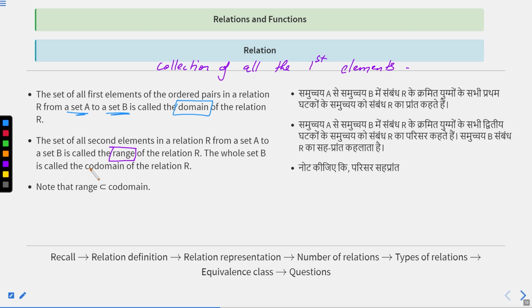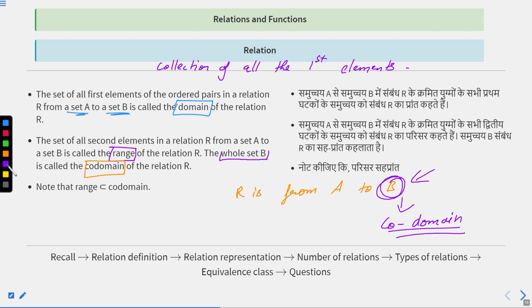And what do we mean by codomain? Codomain means if my R is from A set to B set, this whole B set, the whole set B, we call it codomain. Another name for this set is codomain. Also try to see that range will always be a subset of codomain. I hope that it is clear to you. Let us move to next.